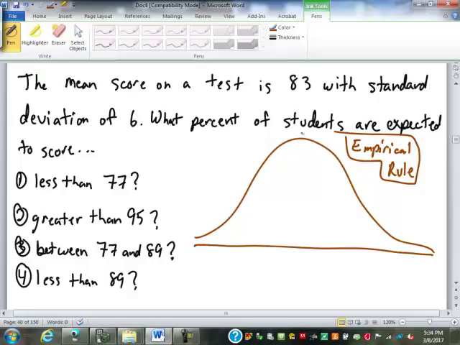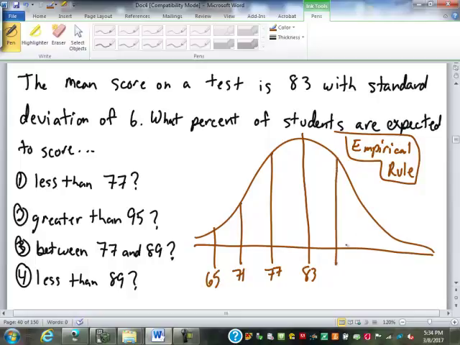So remember, if we're looking at that, the mean is in the center. So that's the 83. And we go out in steps of one standard deviation at a time. The standard deviation is 6. This way would be 77, 71, and 65. Going this way, it would be 89, 95, and 101.